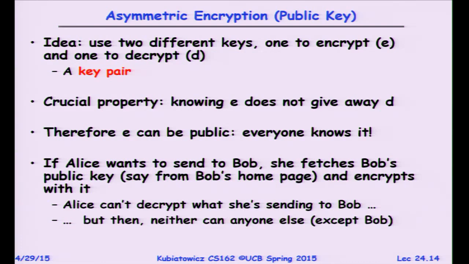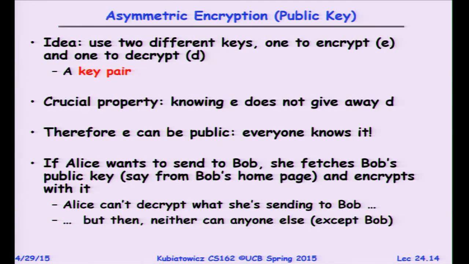Okay? And so basically, if Alice wants to send to Bob, she gets Bob's public key and encrypts something with it, and the interesting thing about that is Alice can't decrypt it again, but then neither can anybody else except Bob. So anybody can send a message to Bob by encrypting with his public key, and only he can decrypt with his private key. So this is cool. It's very asymmetric. Unlike the symmetric key, where if I encrypt with the key, I can certainly decrypt it, and anybody else who has the key can decrypt it. Okay, so that's the symmetric part.